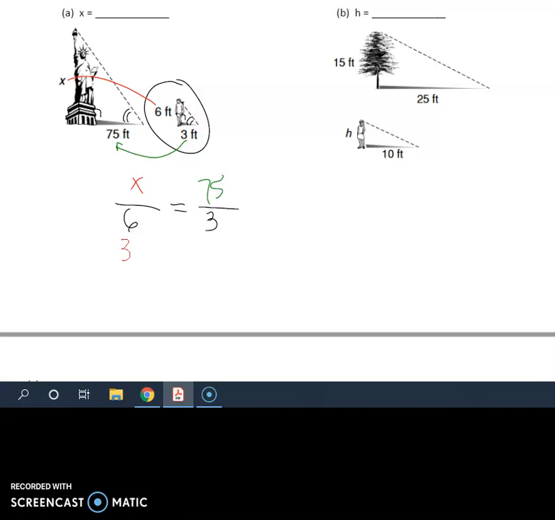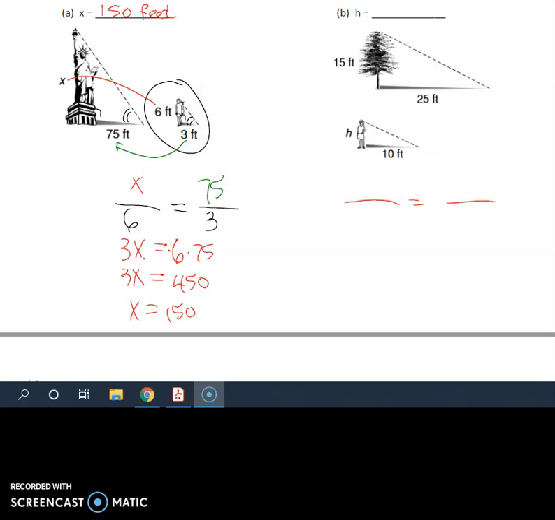So if I cross multiply, it's going to be 3 times x, 6 times 75. So 3x is going to equal 450. Divide by 3, and the approximate height would be 150 feet. So if you go ahead and take a look at problem B, and again, just circling one of the triangles, making those numbers the denominator. And when you're finished with problem B, turn the video back on.